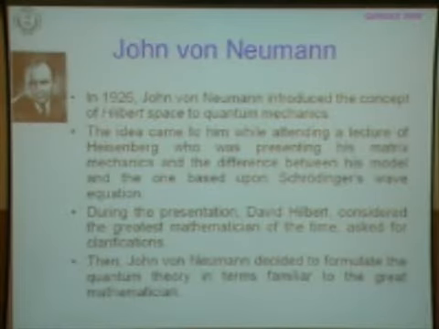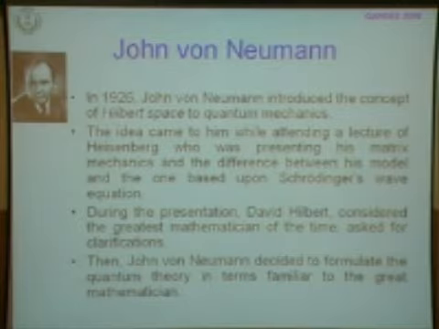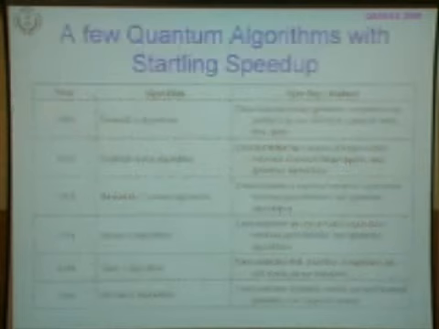Then we come to John von Neumann. He was a great mathematician. In 1926, John von Neumann introduced the concept of Hilbert space to quantum mechanics. The idea came to him while attending a lecture of Heisenberg, who was presenting his matrix mechanics and the difference between his model and the one based upon Schrödinger's wave equation. During the presentation, David Hilbert, considered one of the greatest mathematicians of the time, asked for some clarifications. So from that he got the idea. Then John von Neumann decided to formulate the quantum theory in terms familiar to the great mathematician.